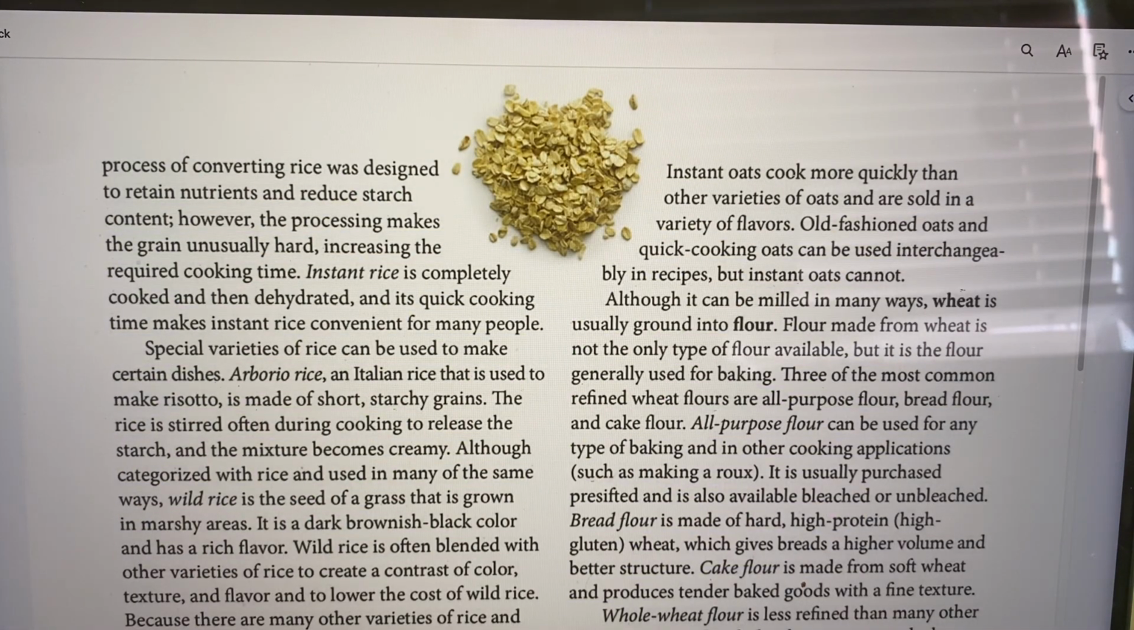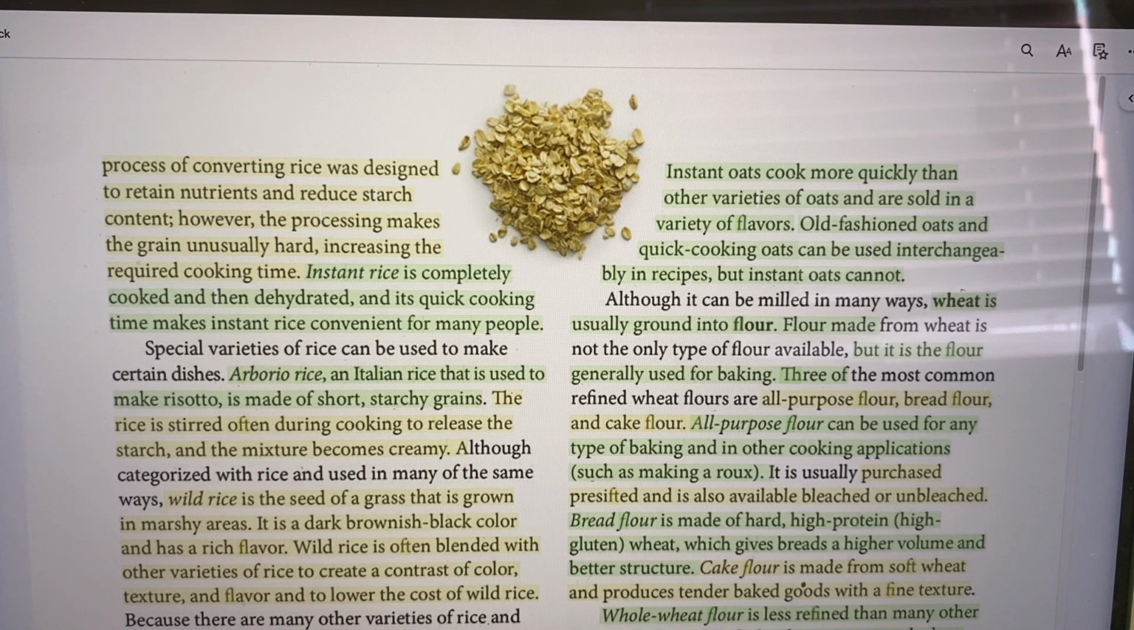The process of converting rice was designed to retain nutrients and reduce starch content. However, the process makes the grain unusually hard, increasing the required cooking time. So the converted rice is not as popular, and it reduces the starch content, but again, it's a little bit hard. Instant rice is completely cooked, and then it's dehydrated, and its quick cooking time makes it very popular and convenient for many people because you can cook it very quickly.